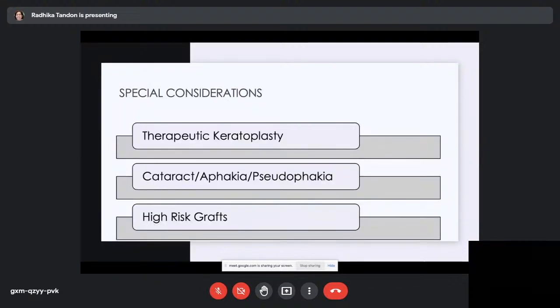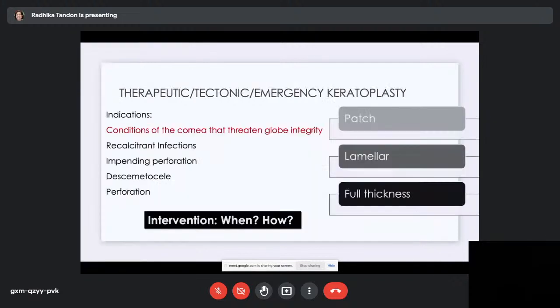So special considerations, as I mentioned before, therapeutic keratoplasty, cataract, aphakia, and pseudophakia. So this is important because everybody is going to the level of spectacle independent life, and every effort should be made to get the best possible correction, and keeping in view all of this, it involves a lot of planning. And then there are high risk grafts, as we know that there would be deep vascularization, and of course if you have a high risk graft and you can manage an anterior lamellar keratoplasty, it is so much better because it reduces, or in fact eliminates, the risk of endothelial rejection.